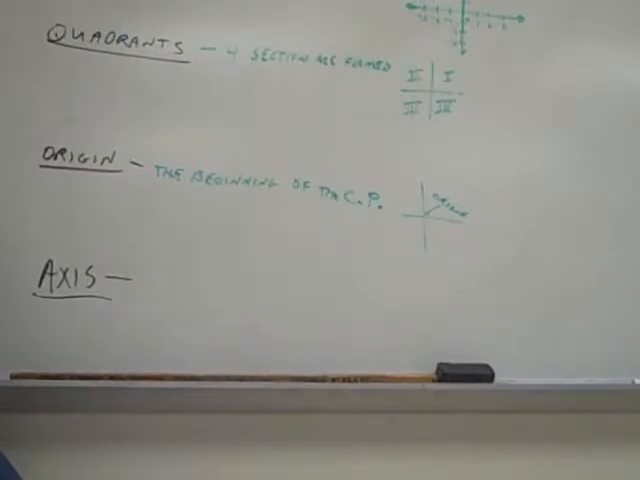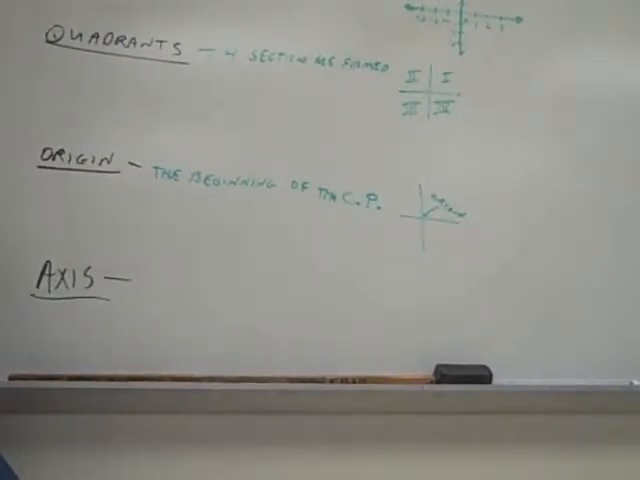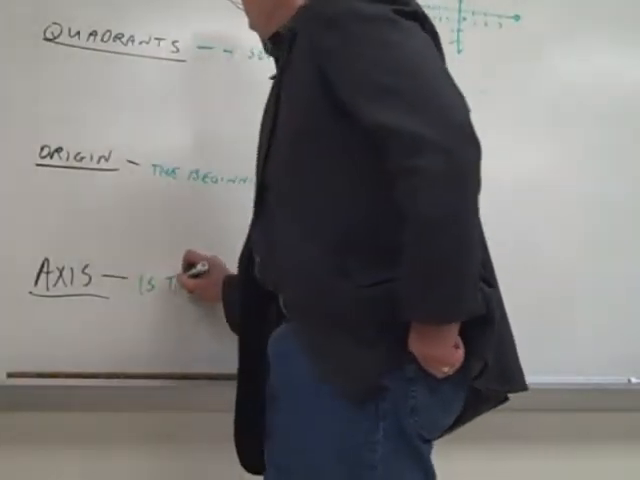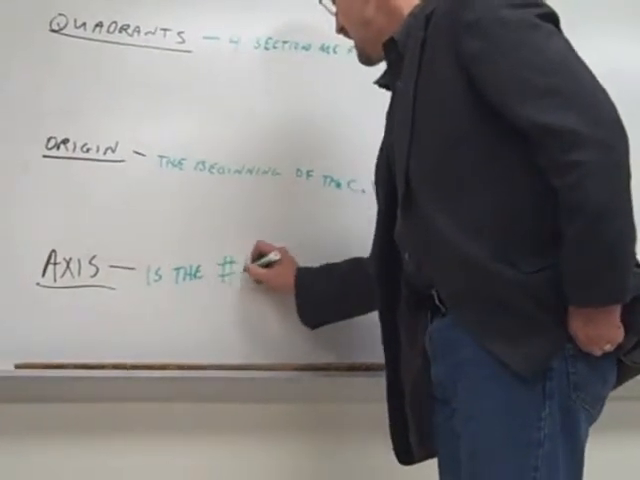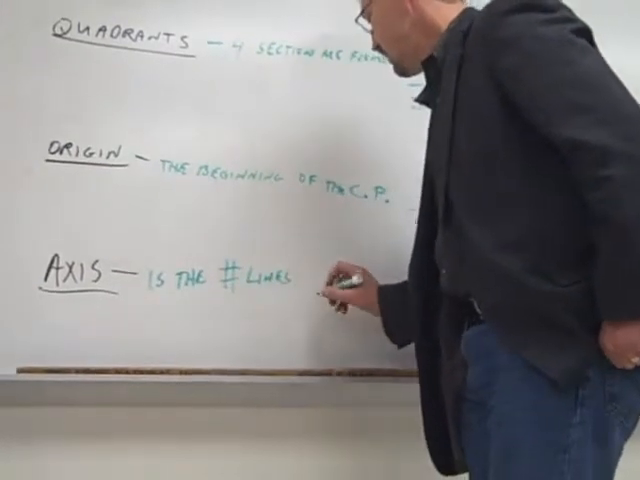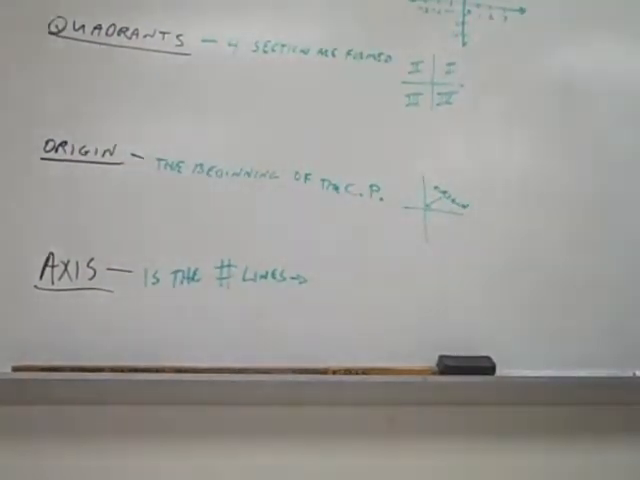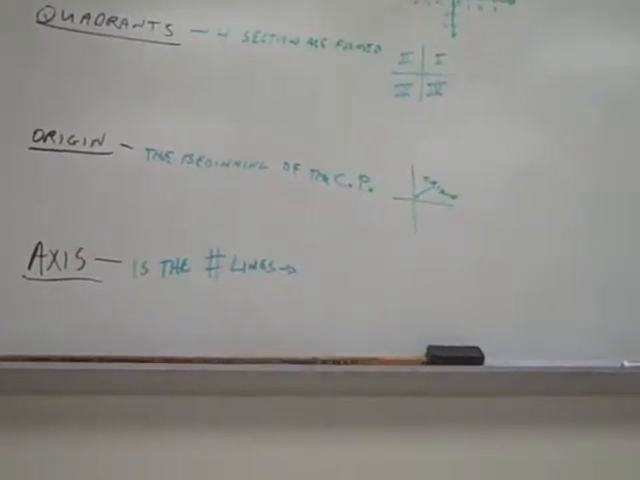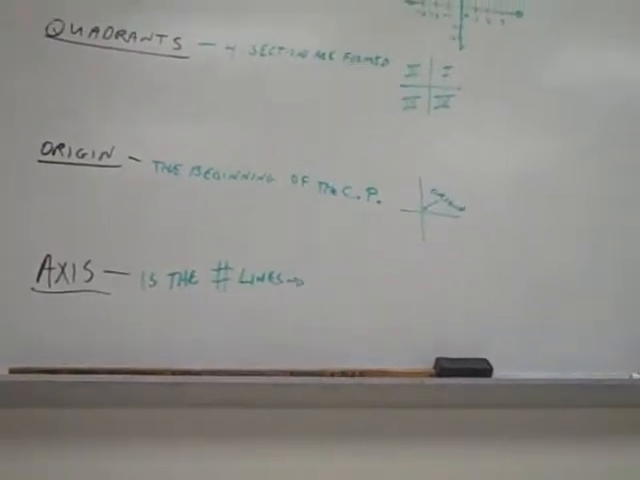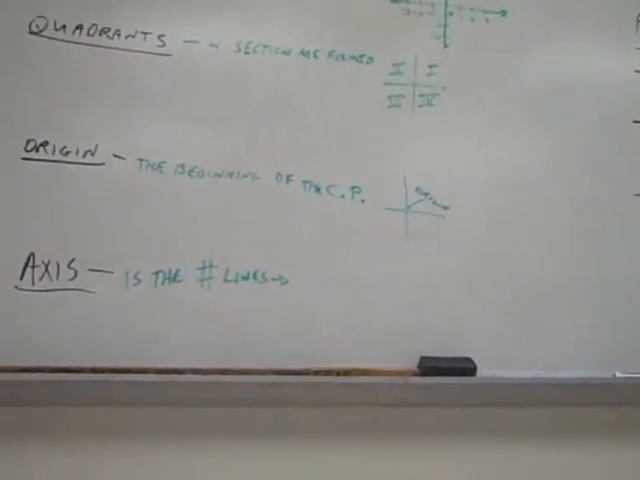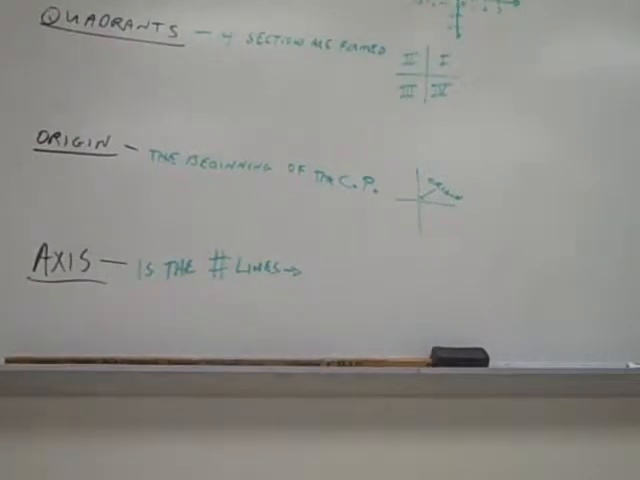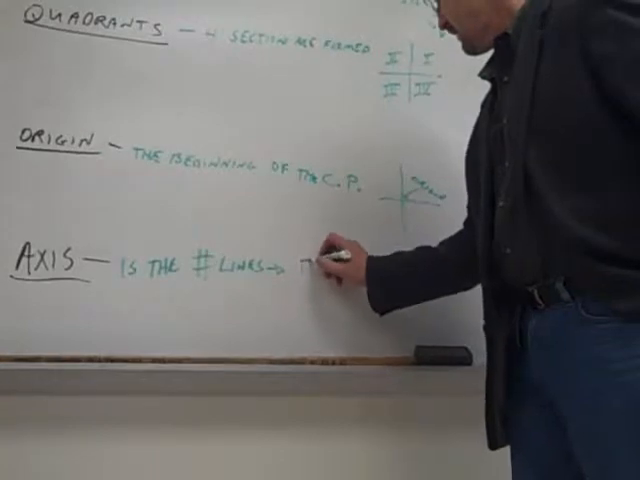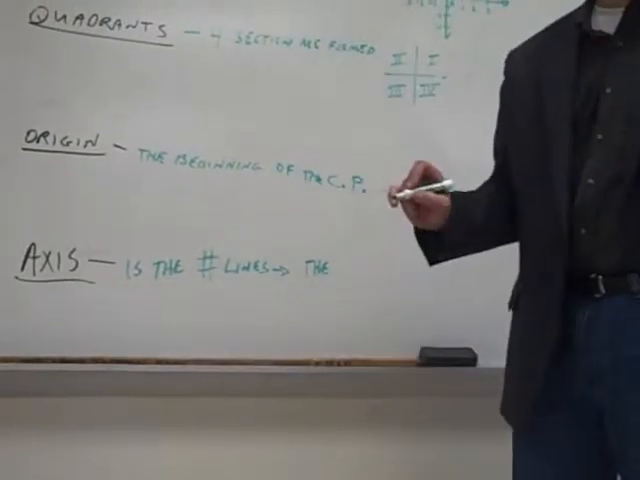Alright, let's say here, axis. Another definition, axis. What do you think, brother? Like one of the lines. The axis is the number lines. Now it doesn't say axis, it says axes, implying what? Plural, more than one. Well, you're right. Such thing as an axis. No, I made it up.